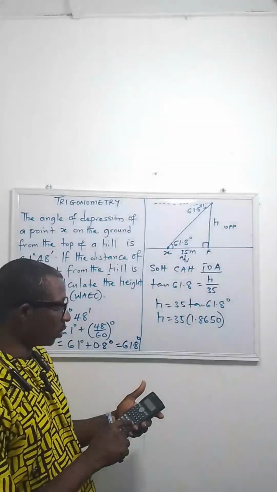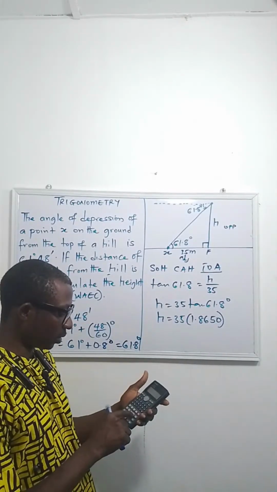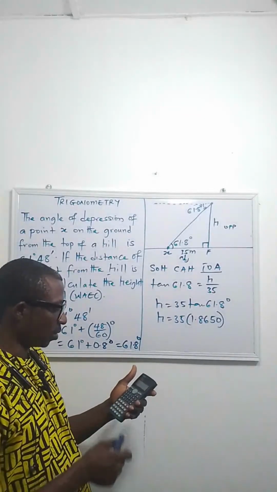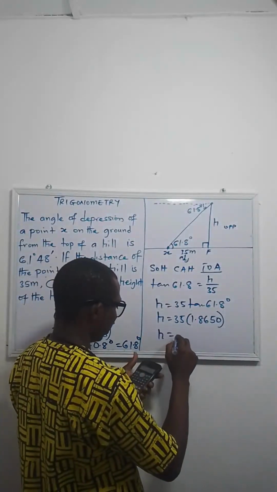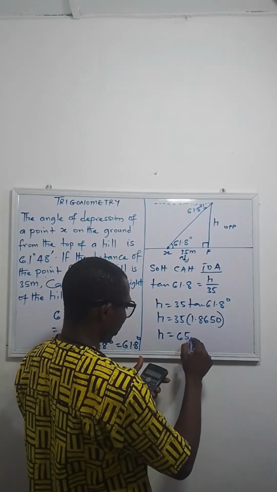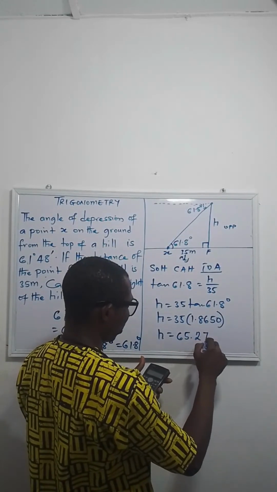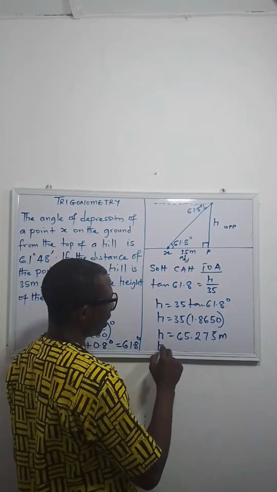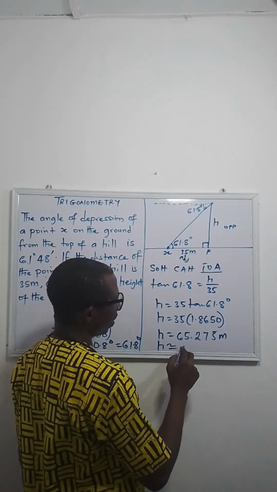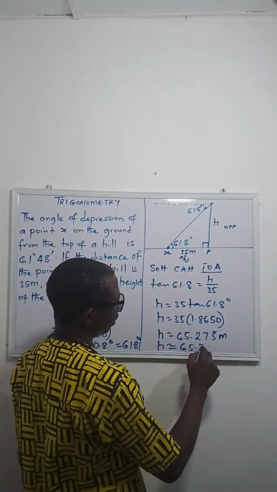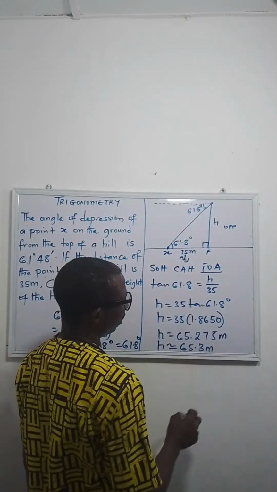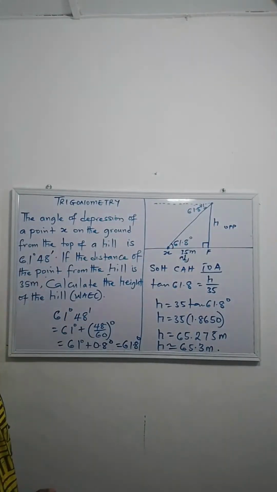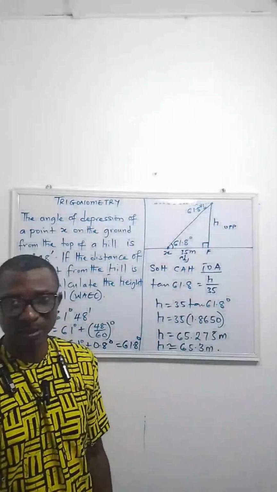So now let's multiply. What do we have? 35 times 1.865. What do you have? You have the height to be 65.275 meters. So you convert to the nearest 1 dp. So that's going to give you 65.3 meters. So that's going to be the answer to the problem. All right. So I want to believe we all understand this.